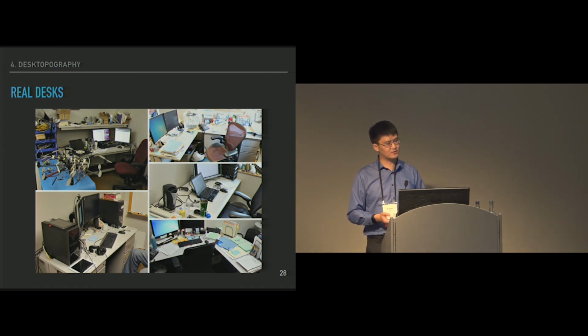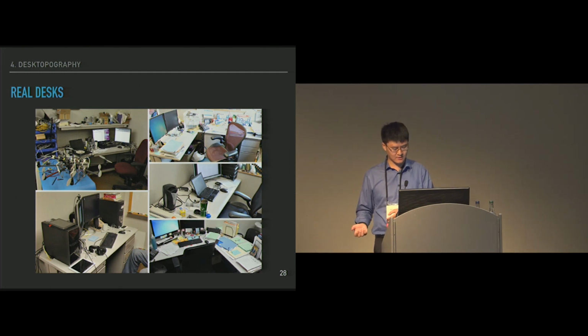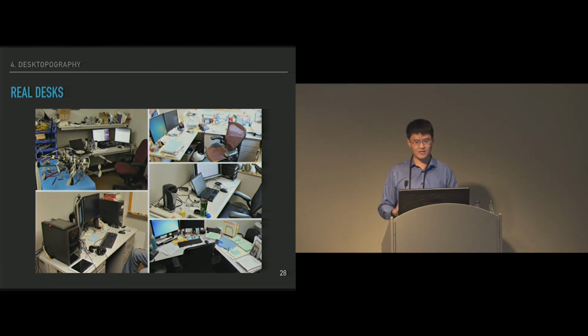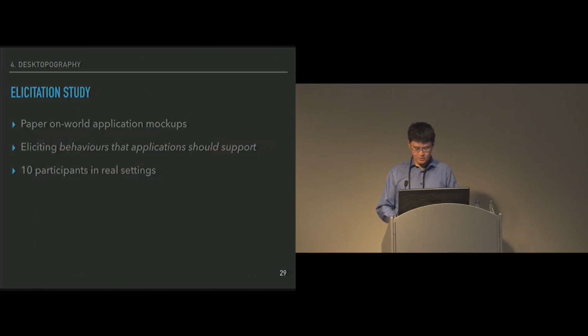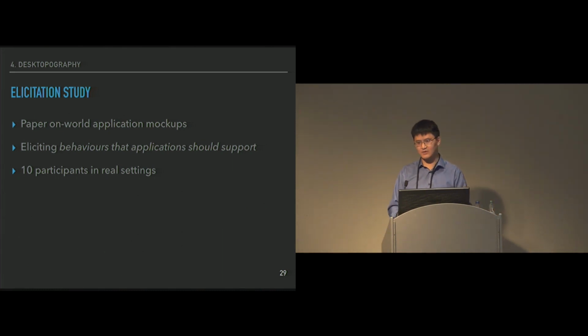Other digital interfaces that might have to be projected on those environments are going to have to contend with physical objects for space. So I built a system to try to figure out how digital interfaces can actually coexist with these, and to figure out what kind of interactions people would want to use on their desk environments. So to do this, the first step was to run an elicitation study to figure out what people's expectations were regarding digital interfaces living on physical desks.